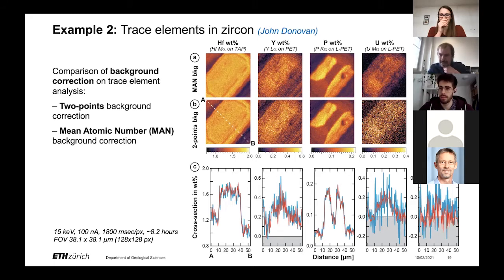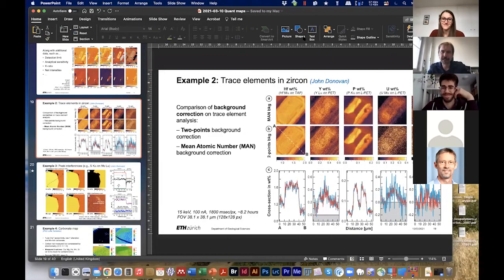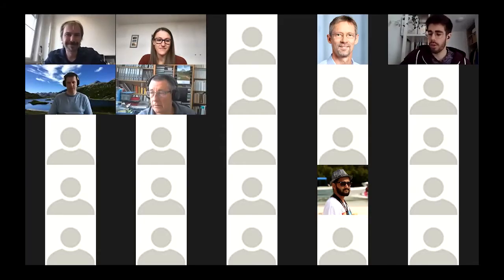We can get maybe trace element analysis, which will have much better precision and much better accuracy. But here I was just showing some kind of extreme. I would not recommend doing trace element analysis using maps. Sure, sure. So the basic rule is from now on, we always try to use the mean correction over the two-point background correction.